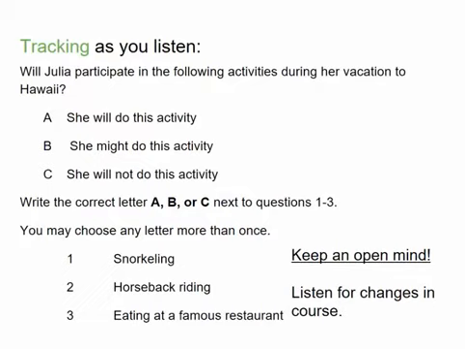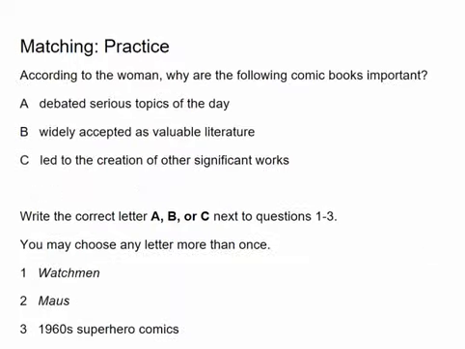Let's say that they're talking about horse riding, and the speaker may seem like she's definitely going to do this, but then she might change her mind a few sentences later. Okay, just keep in mind that speakers often do change their minds or change course in IELTS listening passages. Let's do a practice question now.